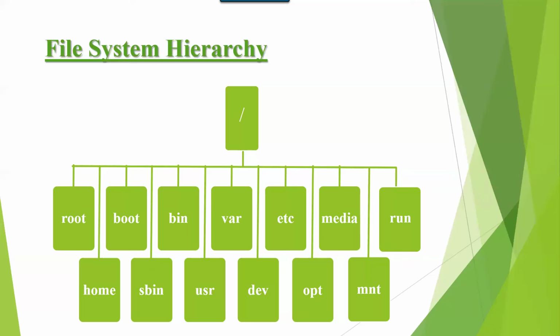Sbin contains super user commands, the commands which can be executed by the super user. Those commands are stored under sbin. Bin contains normal user commands, the commands which can be executed by a normal user. Those commands are stored under bin. Okay. USR contains default applications, applications which come along with the operating system. Those applications are stored under USR. Var contains variable files.